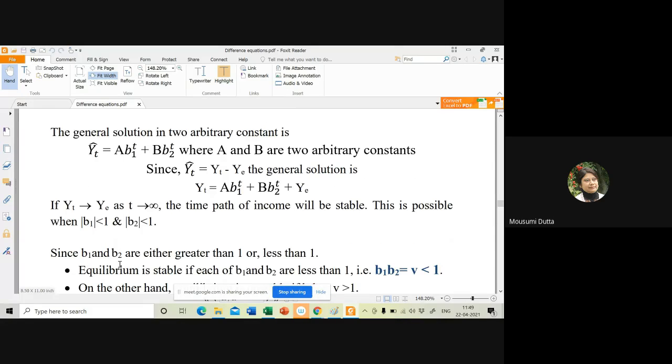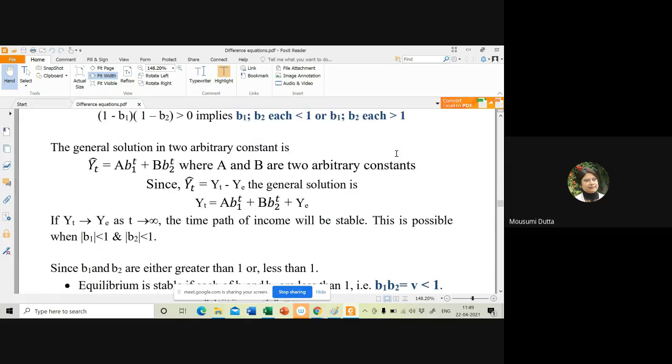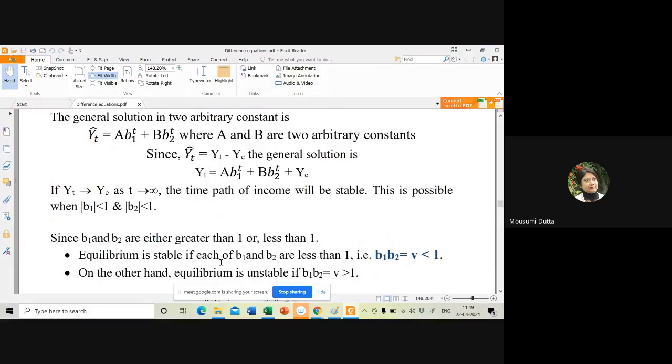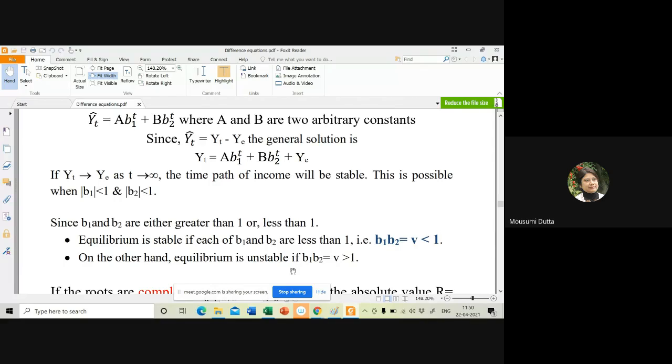Now, since B1 and B2 are either greater than 1 or less than 1, equilibrium is stable if each of B1 and B2 is less than 1. That is, their product B1 into B2, which is equal to V, is less than 1. On the other hand, equilibrium is unstable if B1 into B2, which is equal to V, is greater than 1. So look at the matter and tell me whether you are understanding both the points, the stability condition.